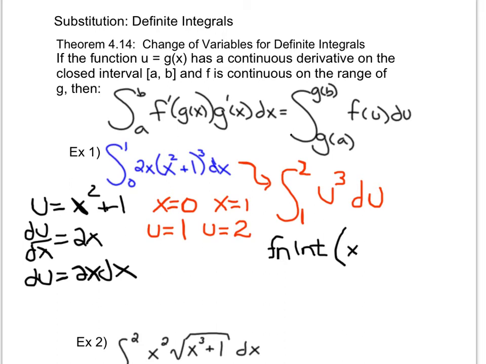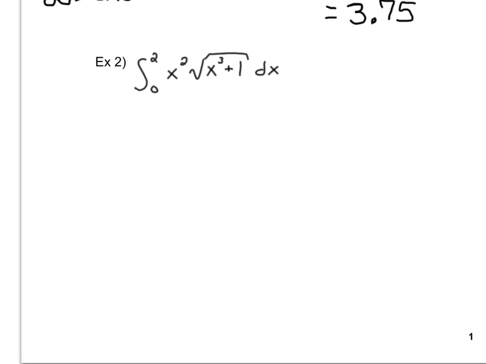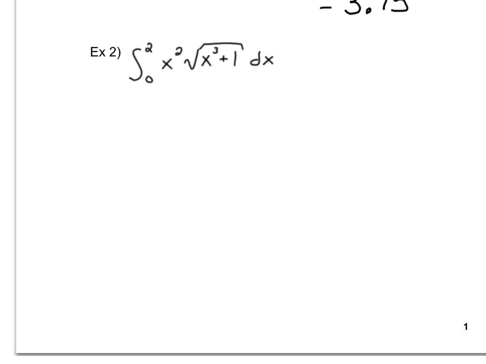And then I am going to say x cubed with respect to x, so comma x, from 1 to 2, close my parentheses, and hit enter. And when I do, I get an exact value of 3.75. Then if we look at our second example, I am going to do the same thing. There are only 2 examples, so if you would like to try one on your own without my assistance, this would be a good one to push pause on and try.